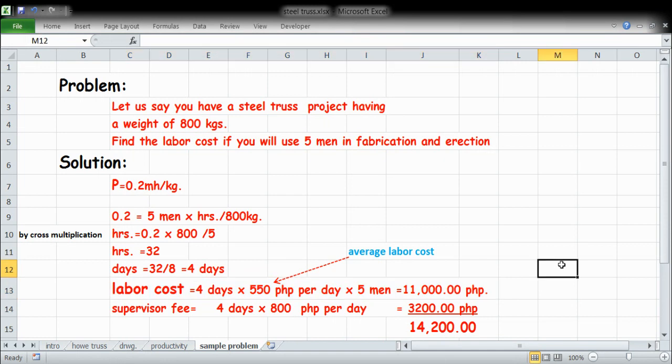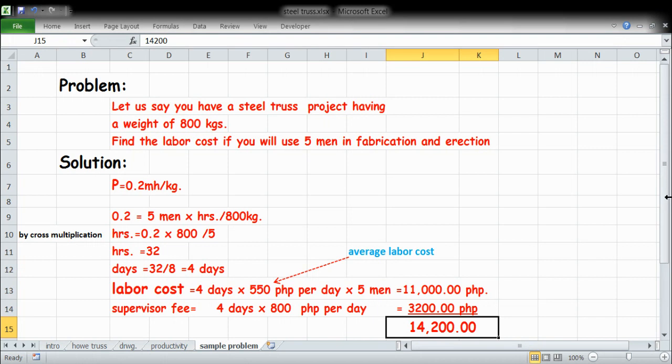Now, since this is steel works, you have to hire a supervisor which is expert in doing this. So, supervisor's fee is 800 multiplied by 4 days. That would give us 3,200. So, the answer now is around 14,200, 14,500.